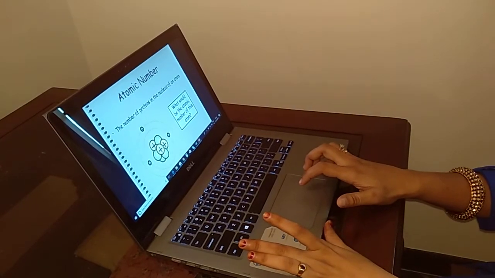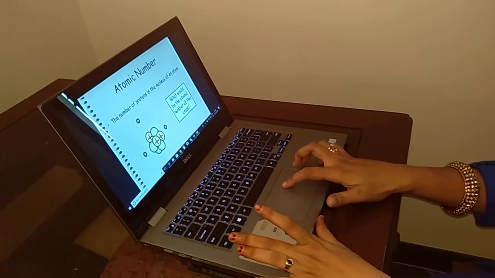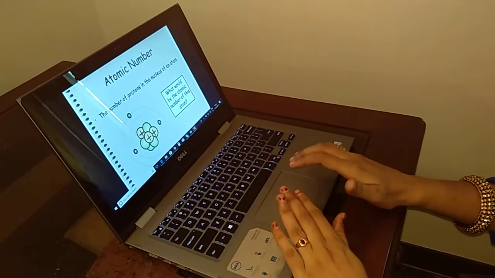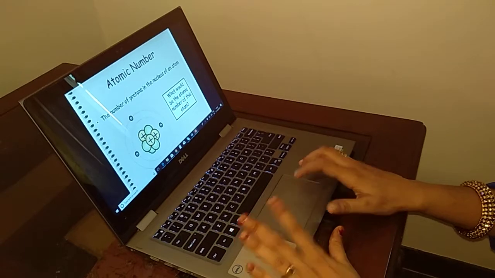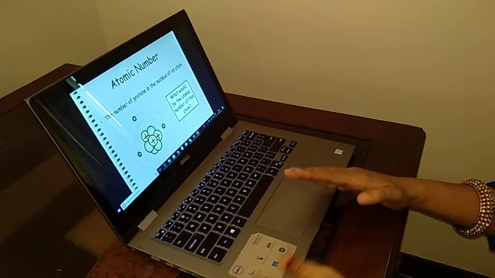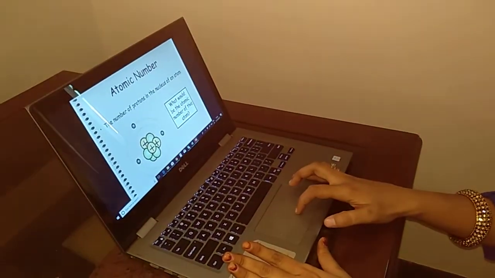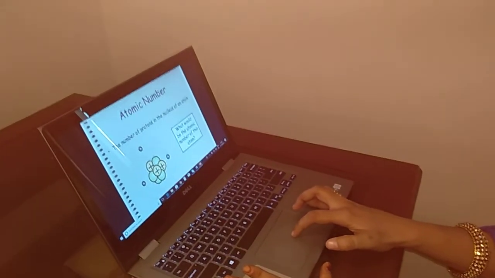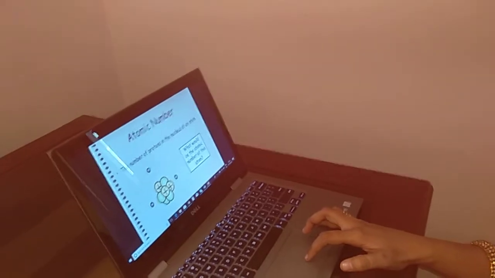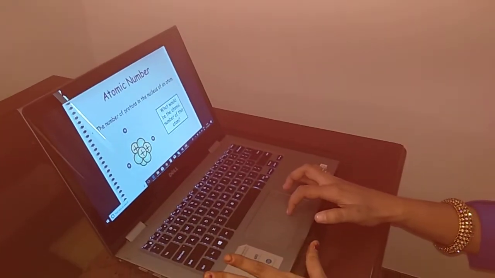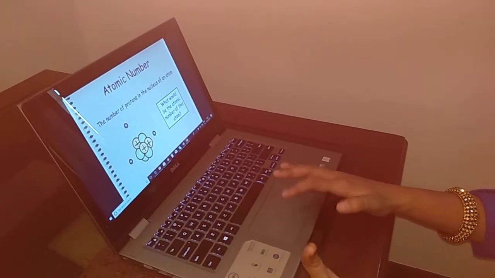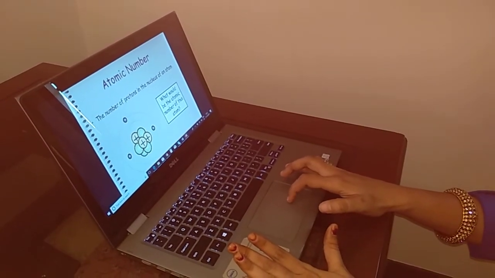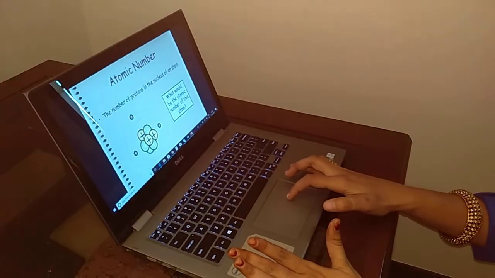Now moving into the atomic number. Atomic number is the number of protons in the nucleus of an atom. As in the previous section I told you the relationship between protons and atomic number, we can say that the number of protons present in the nucleus is the atomic number of that atom. Also we can say that in an atom, since the number of protons and electrons are the same, the number of electrons in an atom also means its atomic number.